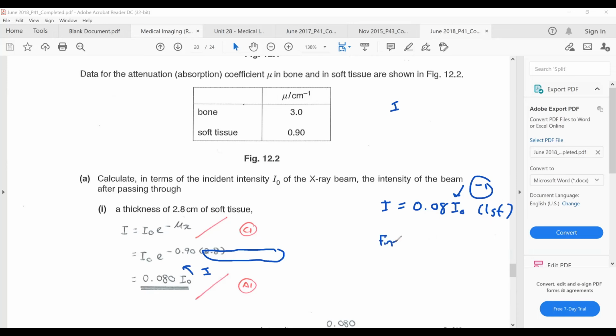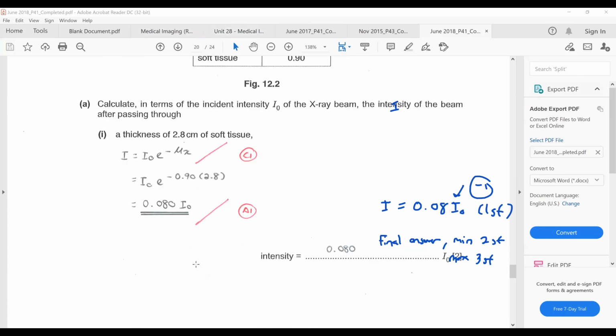For the final answer in your papers, if they did not state how many significant figures they want, it is usually a minimum of 2 SF and a maximum of 3 SF. They didn't tell you here, and by right, you know it's 0.08 if you use a calculator, but please be mindful that you should not leave it as 1 SF. You should leave it at 2, that's why there's an additional 0 here. So get that done and you get 0.080.